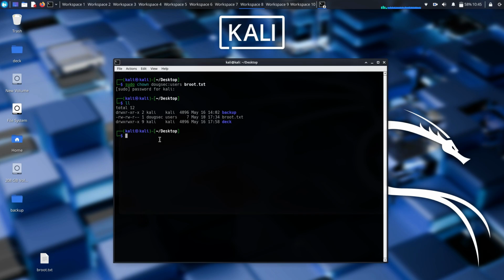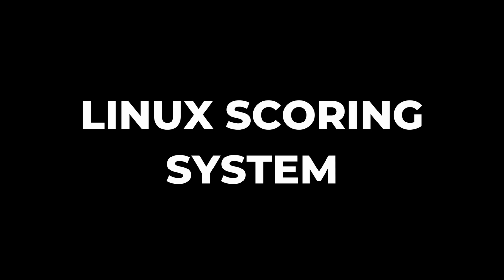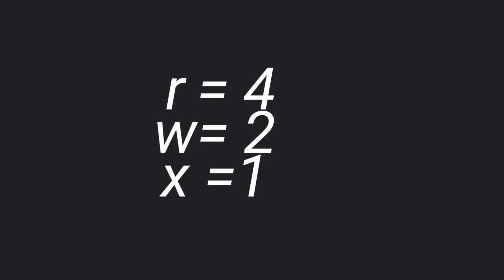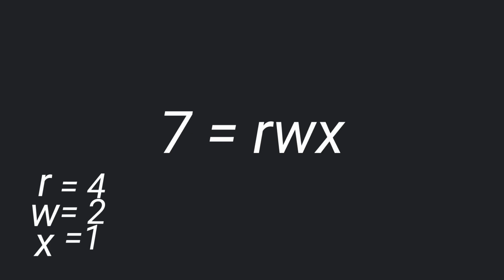Now you might be wondering, what if I want to actually change these permissions, like lock a file down, make a script executable, or open something up to others? But first, let's look at the Linux scoring system. It's how we assign and modify permissions using numbers. Each permission is given a value. Read is set to 4, write to 2, and execute to 1. And you add them up to set permission levels.